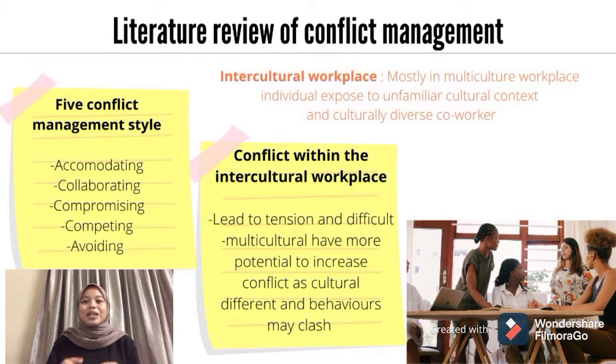So today I would like to give a simple explanation about the literature review on conflict management styles. Conflict can be defined as differences in terms of ideas, values or feelings between two or more people. There are 5 conflict management styles that can be used to solve problems in the workplace: accommodating, avoiding, collaborating, compromising, and competing. Accommodating and collaborating are positive ways to solve the problem effectively.